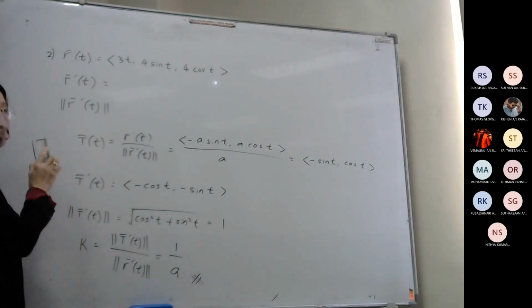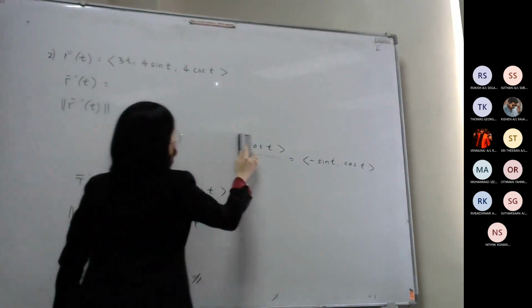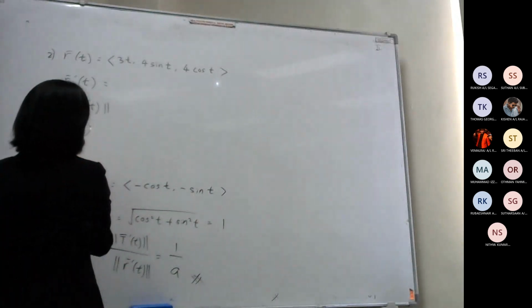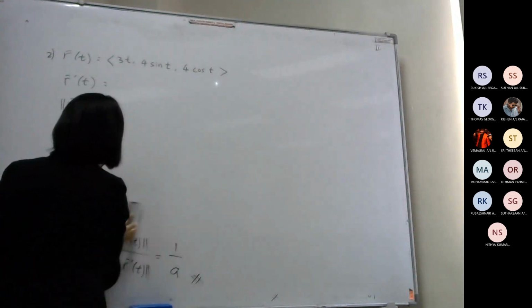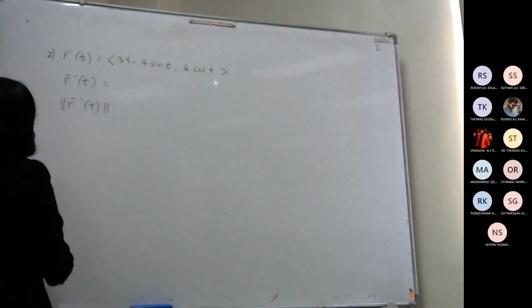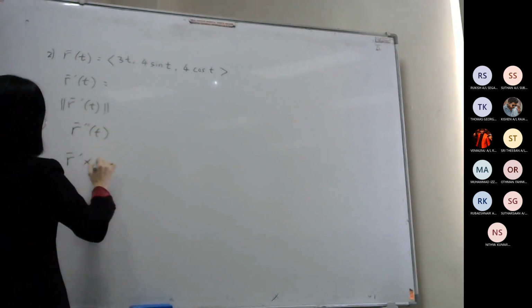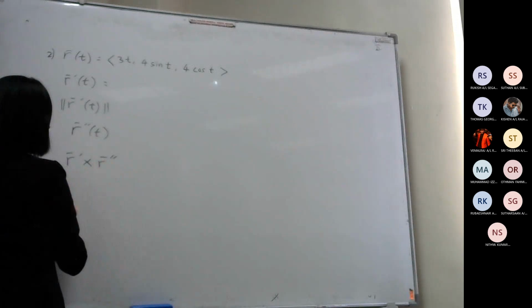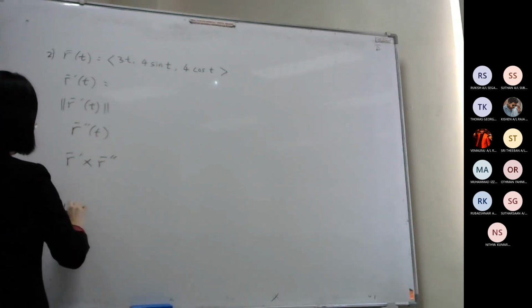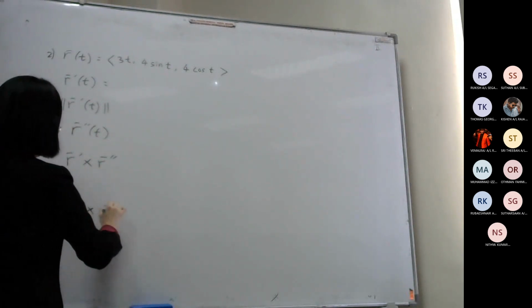R double prime and r prime, and the magnitude of the cross product.